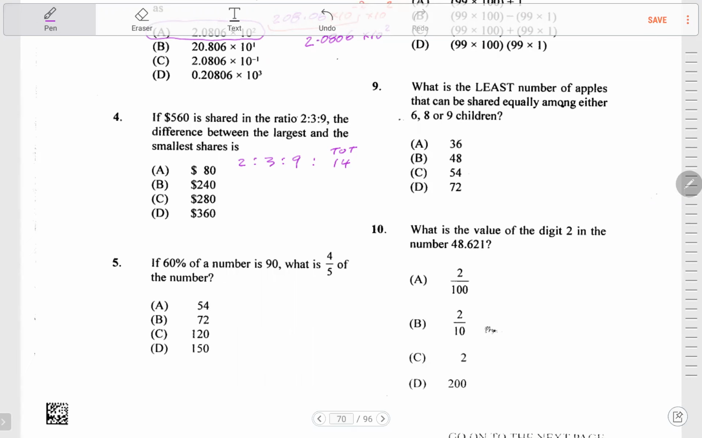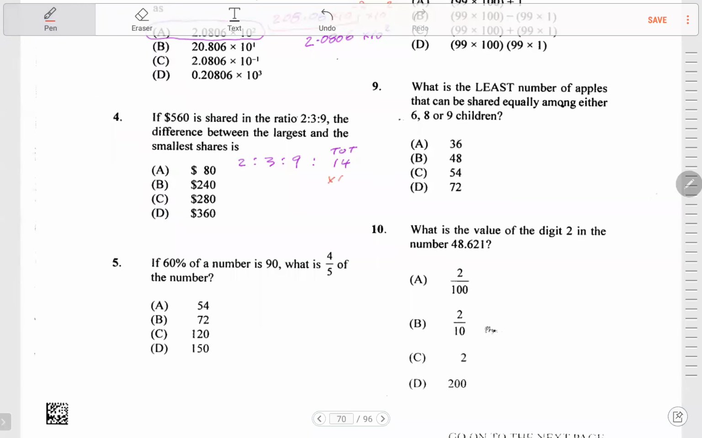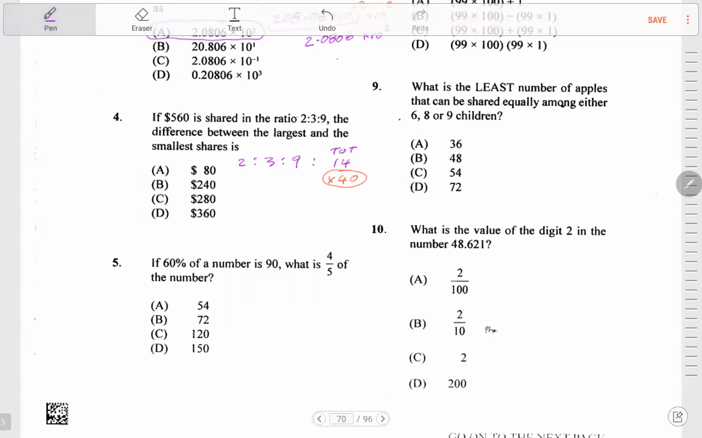So basically, I'm multiplying by 40. If we multiply the ratio by 40, then the total will become 560, and we will know what the values are. So we multiply each value by 40. This becomes 80. This becomes 120. This becomes 360. And the total becomes 560. So these are now the actual parts.